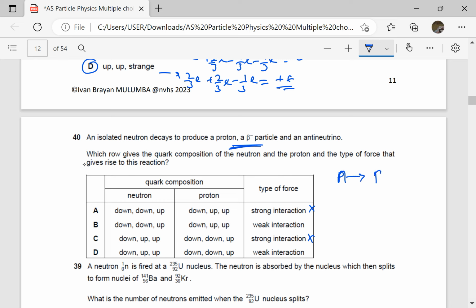When a neutron decays into a proton, the quarks of the neutron are up, down, down. They change to up, up, down. So the quark composition of a neutron is up, down, down. So we look for the quarks: down, down, up. That is still fine. Down, up, up. So D is going to be wrong because the quarks here are down, up, up, which is not true for the neutron. It is down, down, up. So the answer is going to be B.